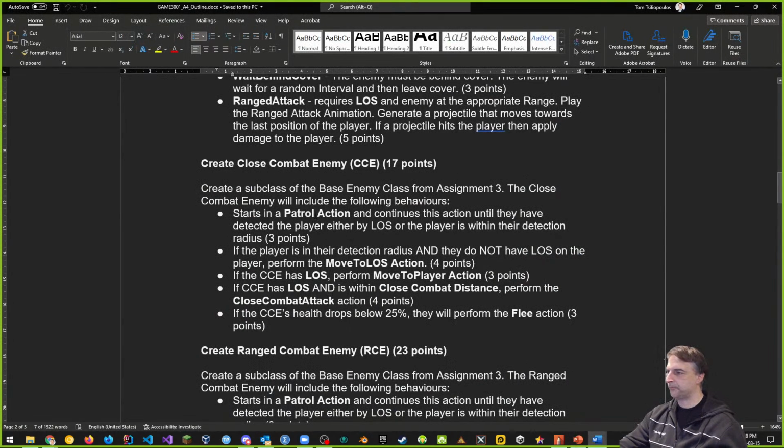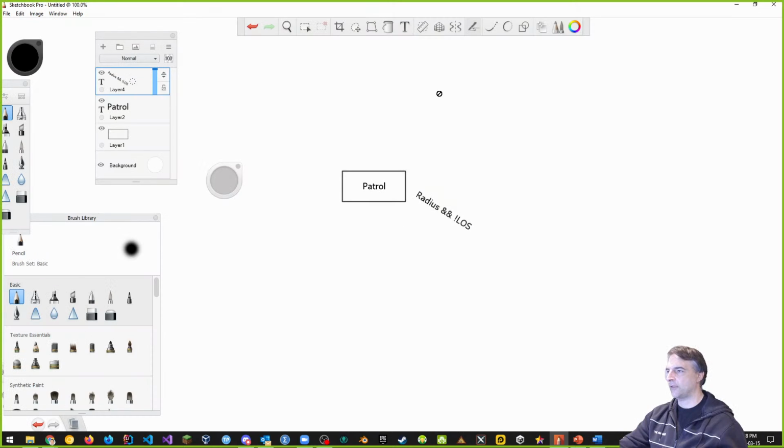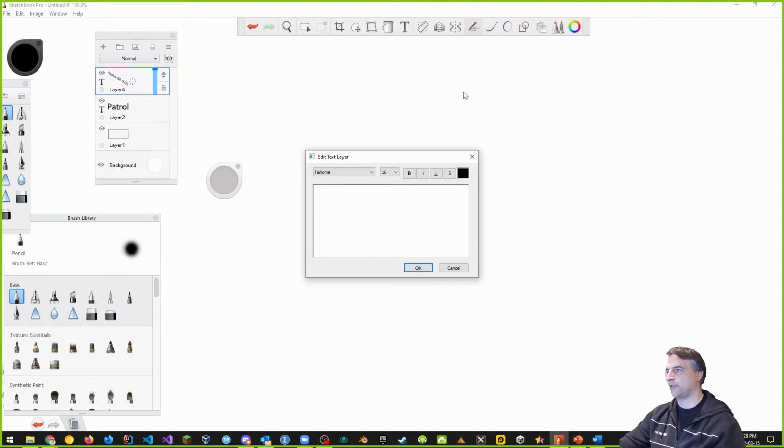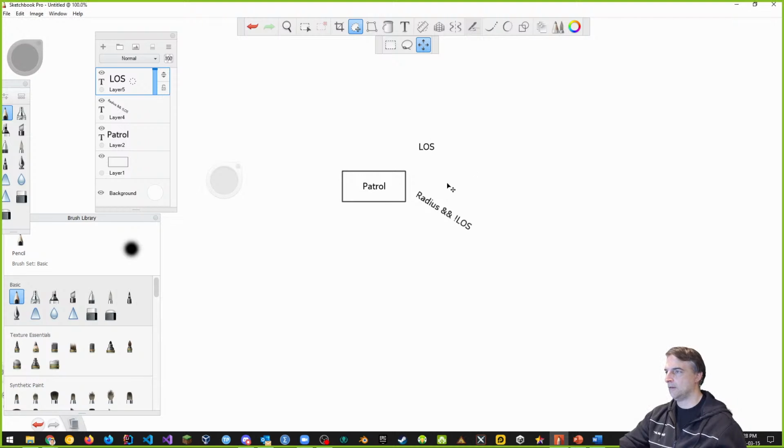So if the player is in radius and does not have line of sight, if they have line of sight, then they do something else. If they have line of sight, that's another transition, line of sight. Okay, we'll move that over here. Okay, line of sight, radius.